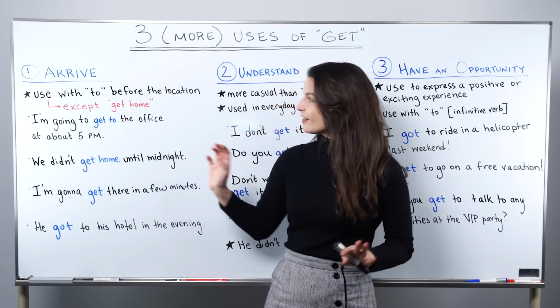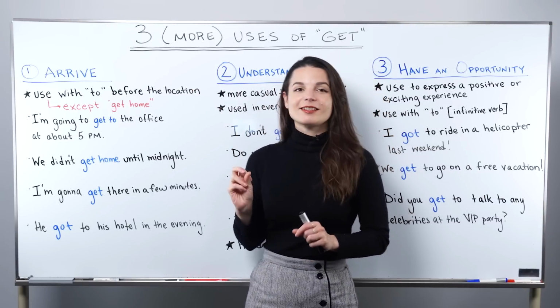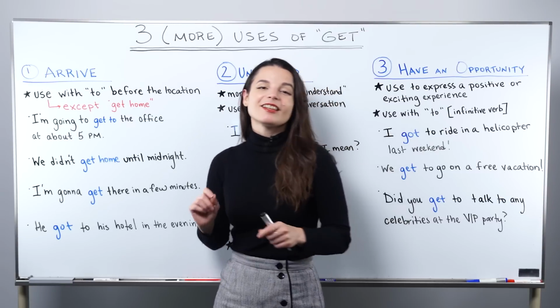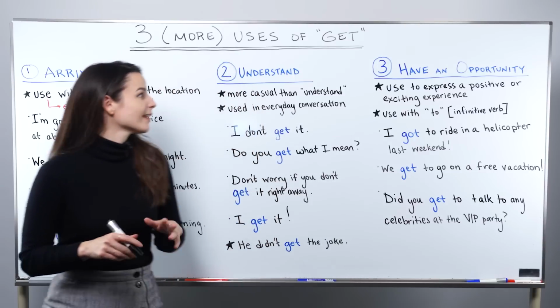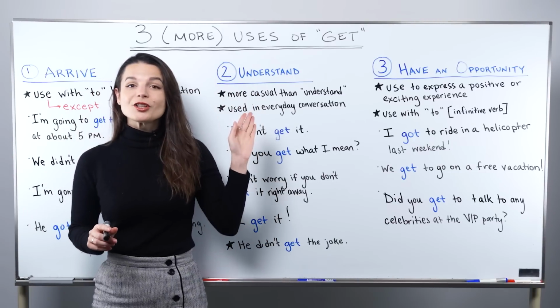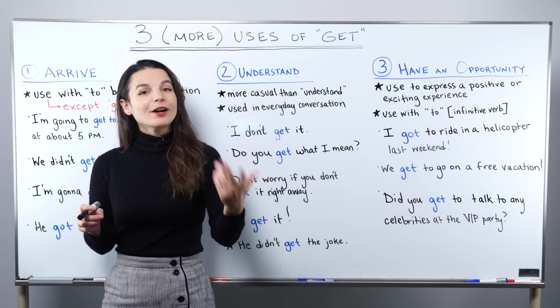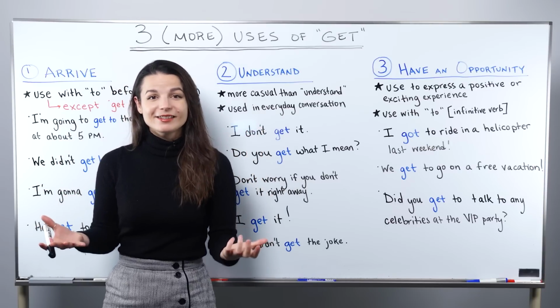Okay? So this is the first use of get for this lesson. We can use get to mean arrive. Okay, let's take a look at the second use for this lesson. The second use is understand. So we use get a lot to mean to understand or to comprehend something.